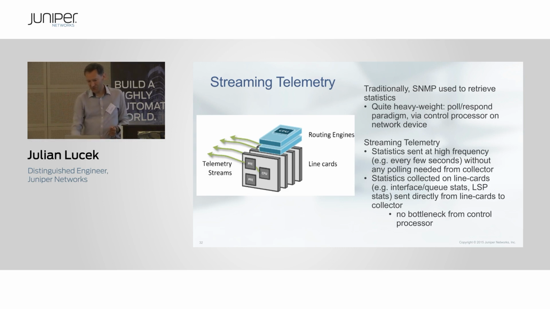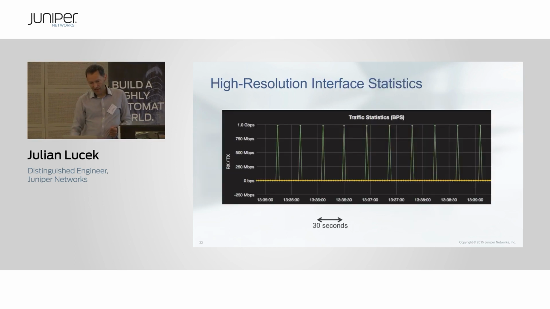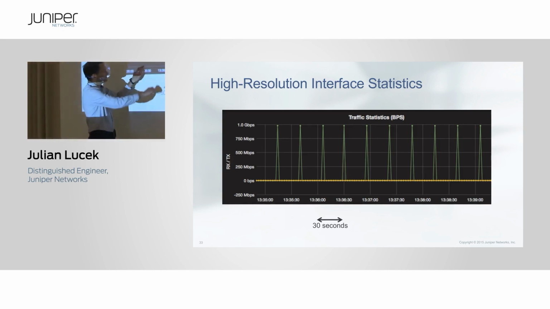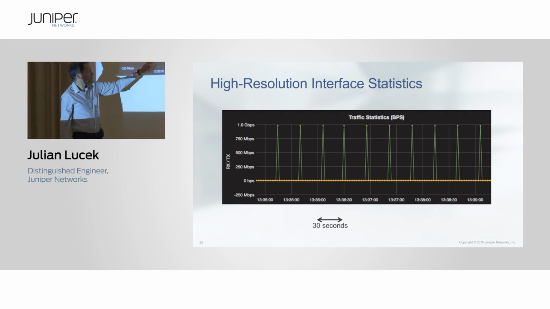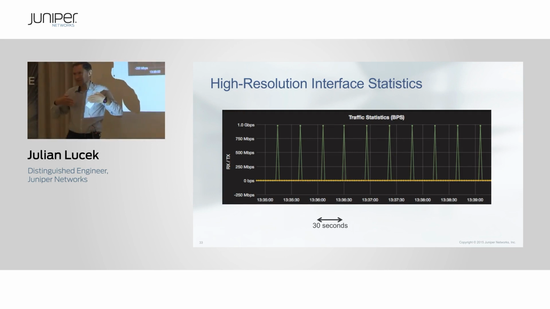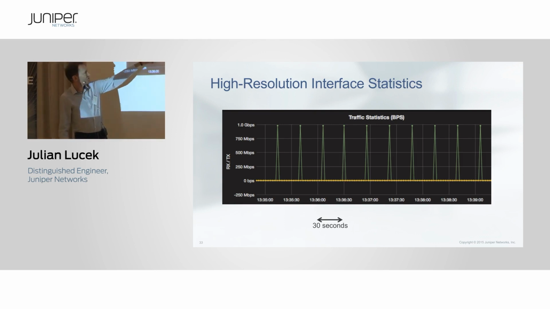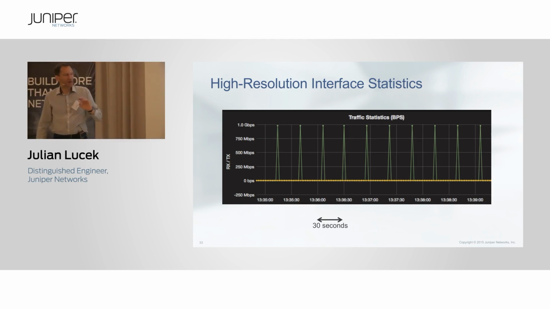I mean, this is a somewhat exaggerated example where this is looking at interface stats. This is 30 seconds per division. You might be able to see these grid lines. That's 30 seconds. Individual reports are separated by 2 seconds. Every 2 seconds, the router's sending telemetry saying what the interface stats are on this interface. The green is one direction, the yellow is the other direction. In the yellow direction, there's no traffic. But in the green direction, we're sending really short-lived spikes from a traffic generator, and those are being resolved.